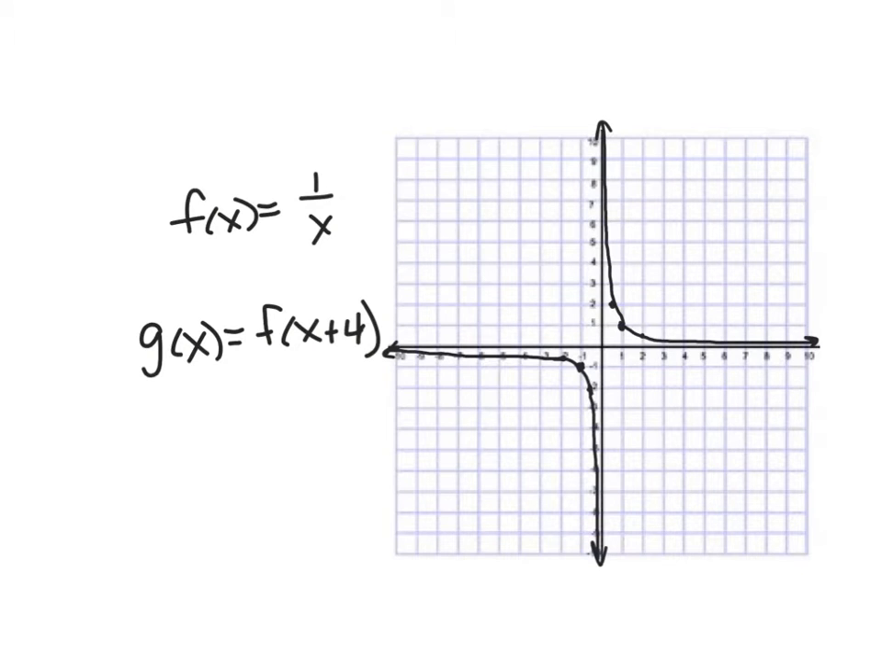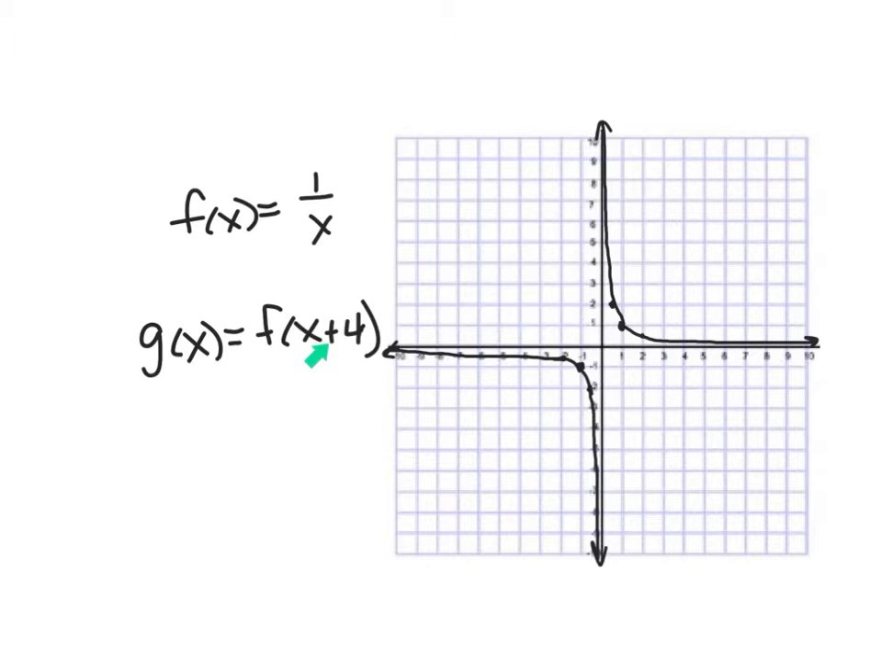Horizontal translations are trickier. They're actually the opposite from what you would think. When you see a +4, you would think you would be moving to the right 4 spaces because we're adding 4 to the x. But actually the opposite's going to happen. We're going to be moving left 4 units.